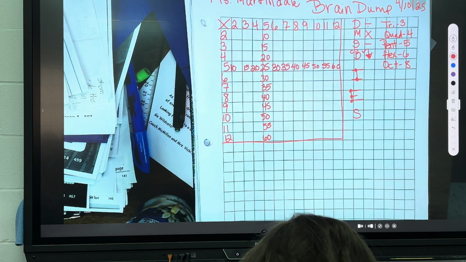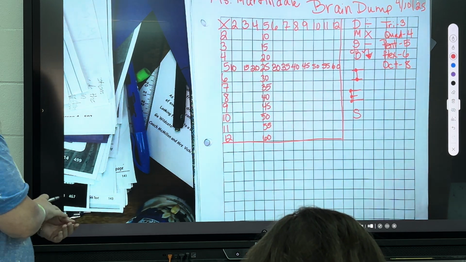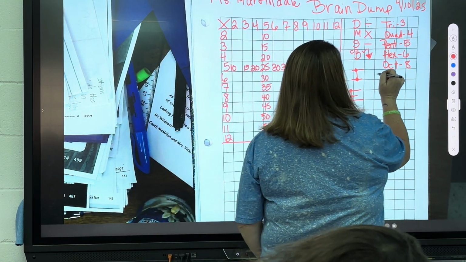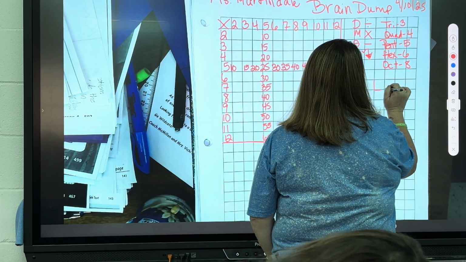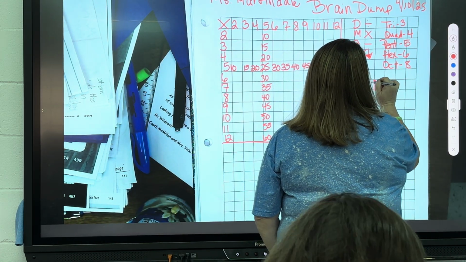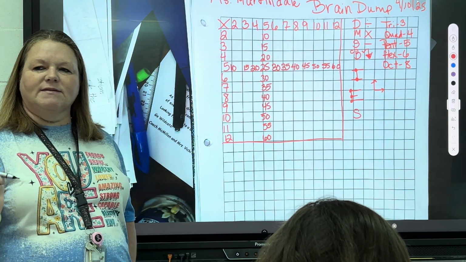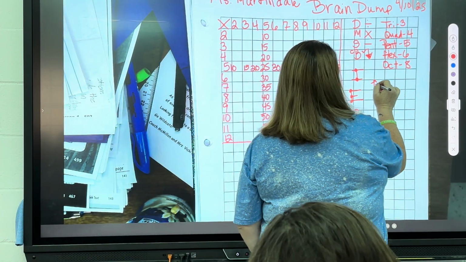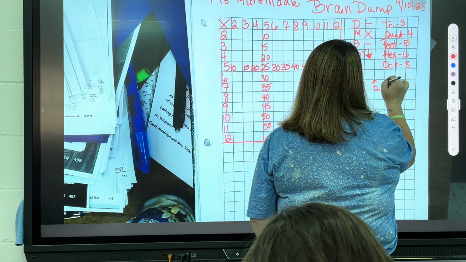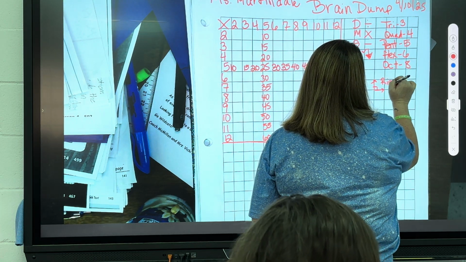Now the next thing we need to do is our angles. So let's start with this one. It's a right angle. What makes it a right angle? It's exactly 90 degrees. Exactly 90 degrees.